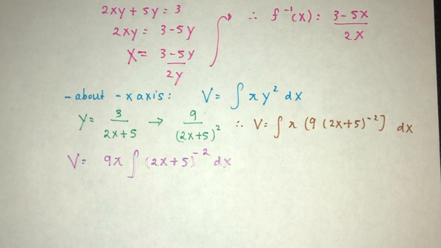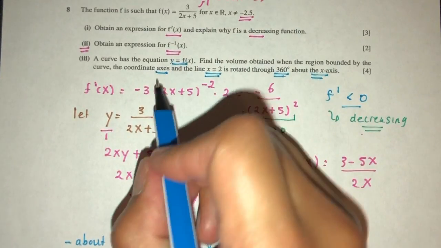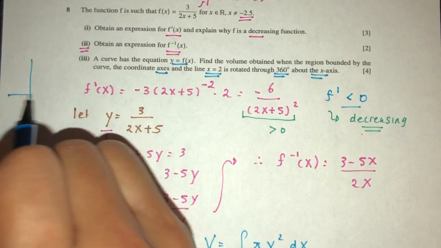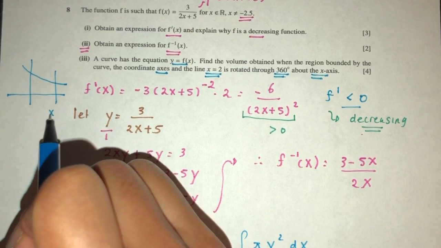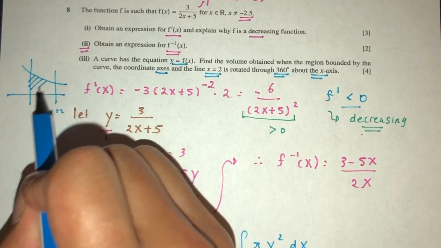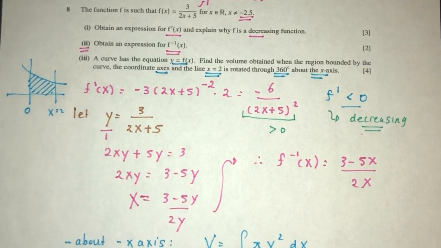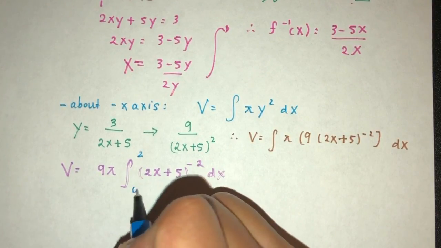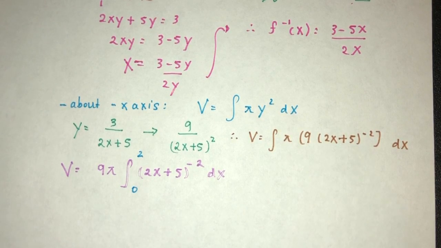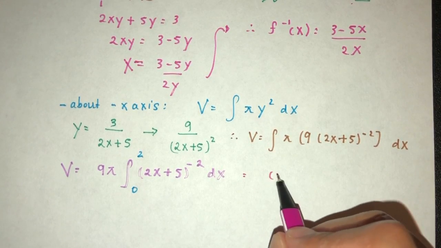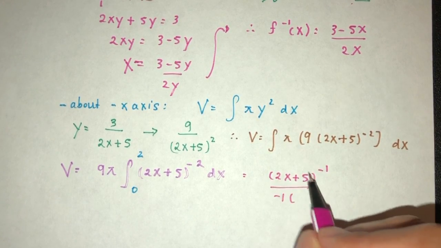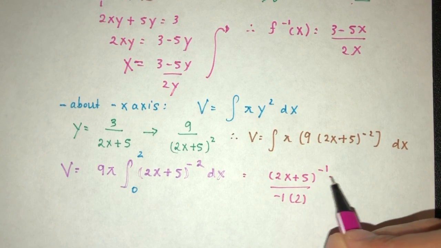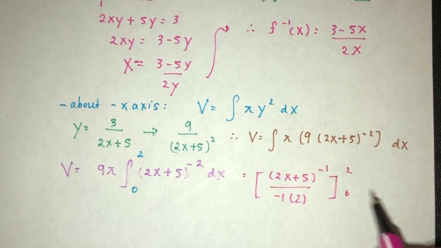Pretty easy. First thing first, let's find the limits. It is bounded by the axis, which means, for example, your curve will be like this, and this is x equal to 2. So this is the region we are rotating. This is the point 0, so the limits will be between 2 and 0. First, we increase the power by 1, that should be minus 1, divided by the power, then divide by the derivative of the inside, that will be 2. And then here we have the limits of 2, 0.